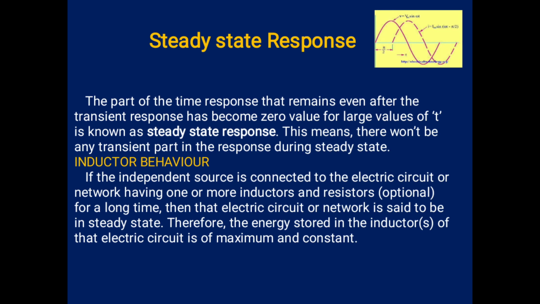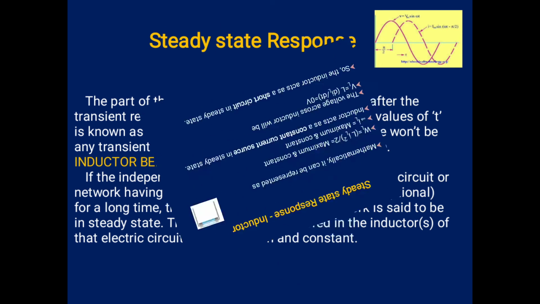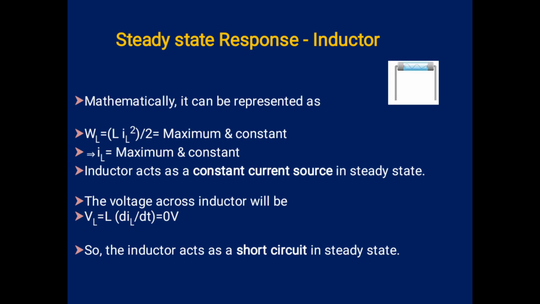So how does the inductor behave during the steady state? If an independent source is connected to an electric circuit or network having one or more inductors and resistors for a long time, then the circuit is said to be in steady state. Therefore, the energy stored in the inductors of the circuit is maximum or constant. For example, the energy stored WL, that is the inductor's energy, is given by L into IL square, that is inductance into current in the inductor squared, divided by 2. It will be maximum and constant, where IL is the maximum.